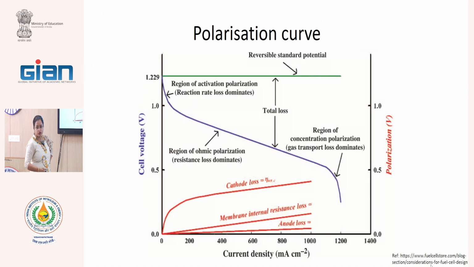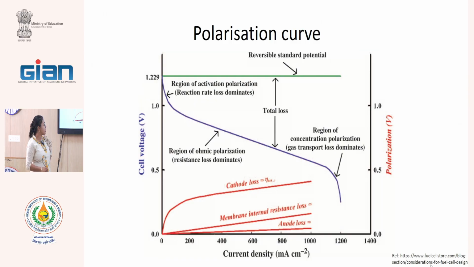Next is the resistance to the transport through the membrane. This is ohmic polarization, ohmic in nature, following a formula like V equals IR, which is why it is linear. Then there is concentration polarization, or gas transport loss, which is basically the mass transport loss. The first one is for reaction, the last one is for mass transport, and the middle one is for ohmic transport.